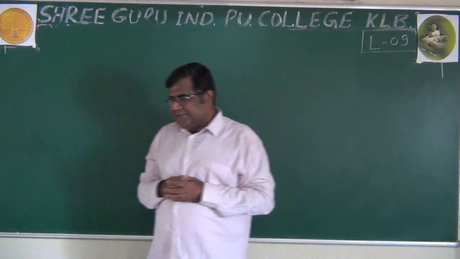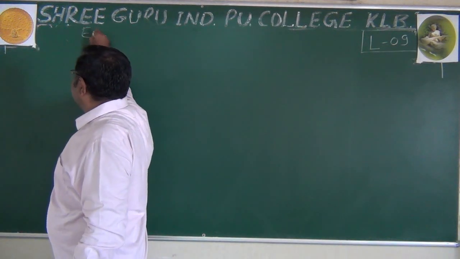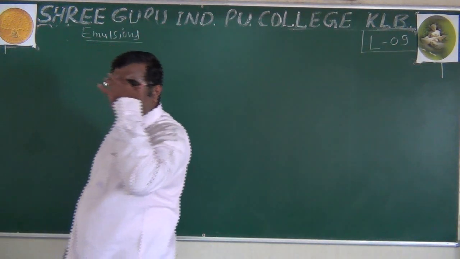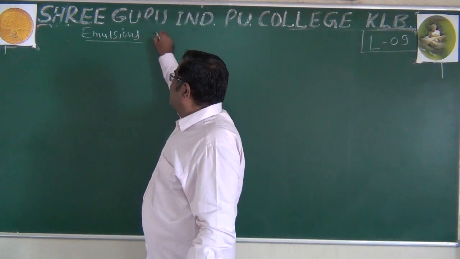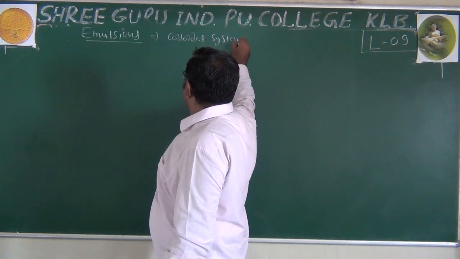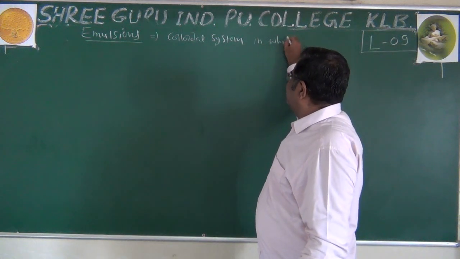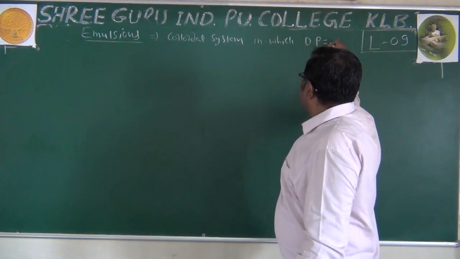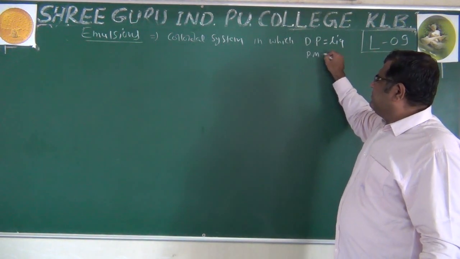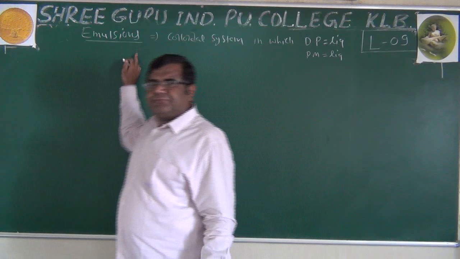That part we have completed in the last class. Now today we will go ahead and learn about emulsions. We know that emulsion is a colloidal system in which the dispersed phase is liquid and the dispersion medium is also liquid. That is called an emulsion.